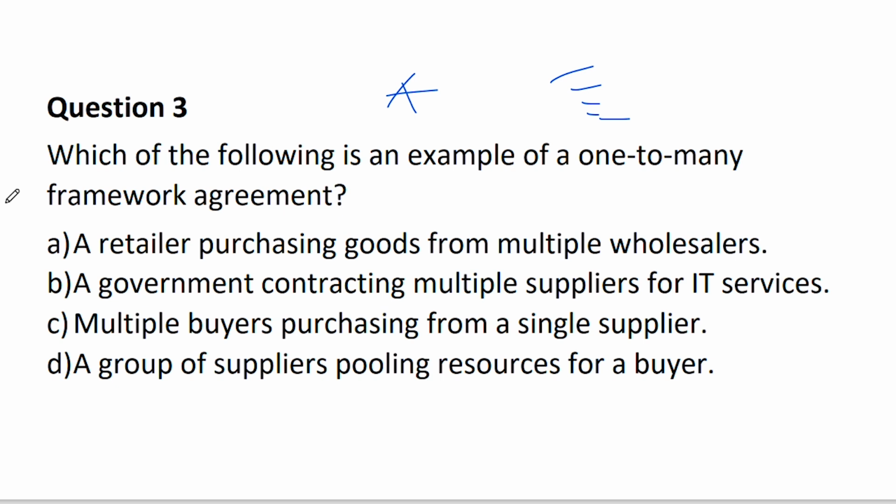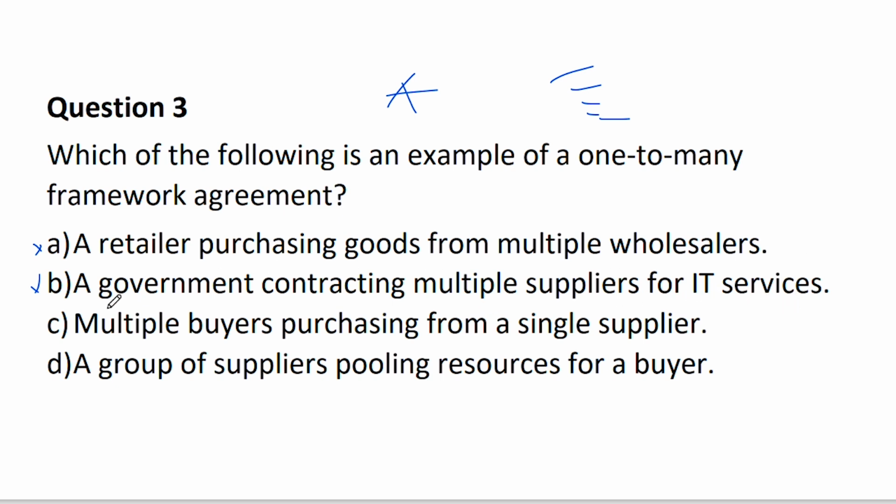a government contracting multiple suppliers for IT services, multiple buyers, a group of suppliers. So the confusion is just between this one and this one. But then look, a retailer purchasing goods from multiple wholesalers, there is no framework agreement there. That is just somebody buying things from many people. It's government contracting multiple suppliers for IT services.